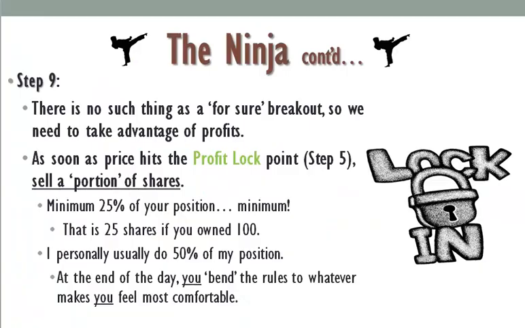Step number 9 is just going to be to get that first profit lock point. I'm not going to go down each and every bullet point as I've already gone through here, but remember the rationale here. There's no such thing as a for sure. We want to take advantage and at least lock in some profits in case it's a head fake or doesn't have any true strength behind it. And through the remainder of the videos, I'm always going to just talk about selling 50% of your shares up front. But if you want, you could totally do 25. That's the kind of the minimum that I would say. It all goes back to bending the rules and doing whatever makes you feel most comfortable.